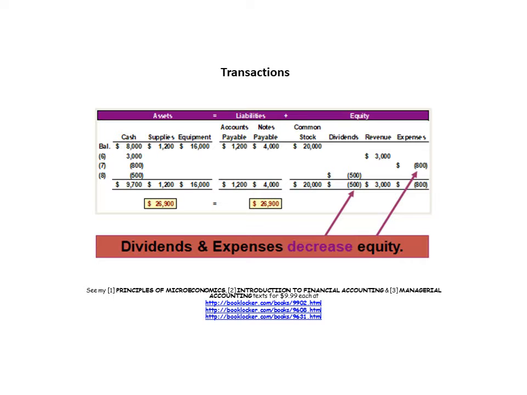And number 8, it looks like I wrote a check out of the corporate checking account to pay dividends to shareholders. Notice again, dividends and expenses decrease equity. Contributed capital or common stock and revenue increase equity.